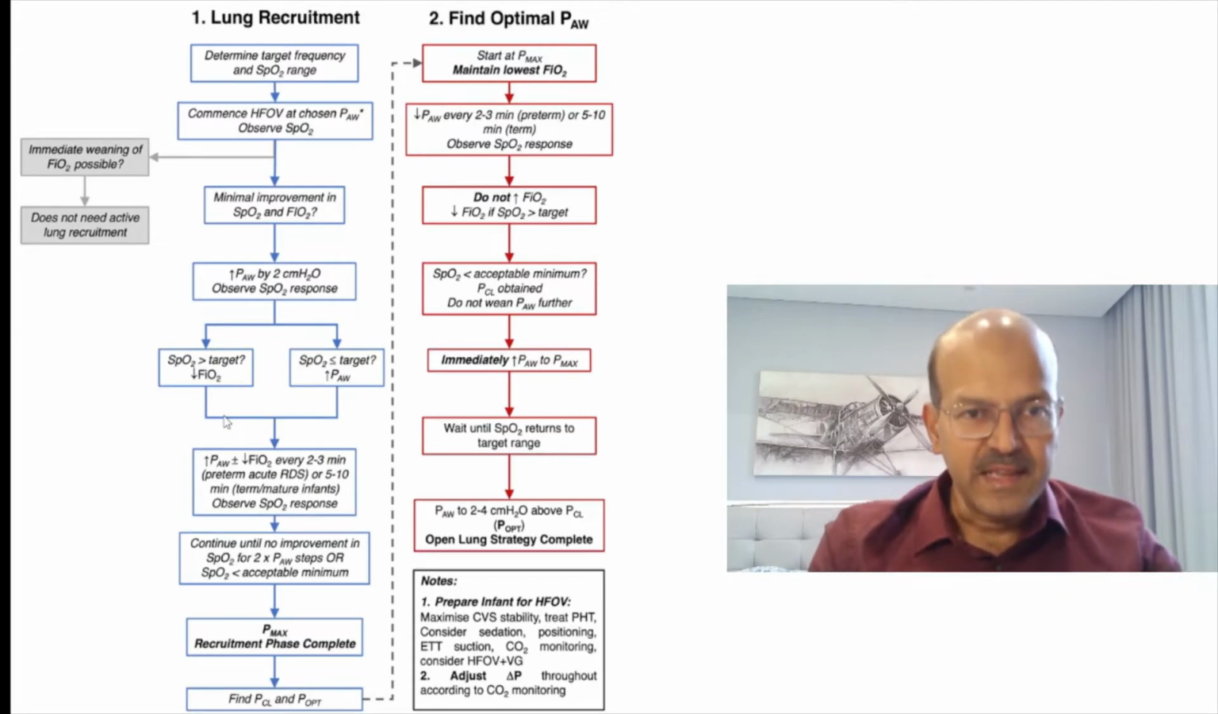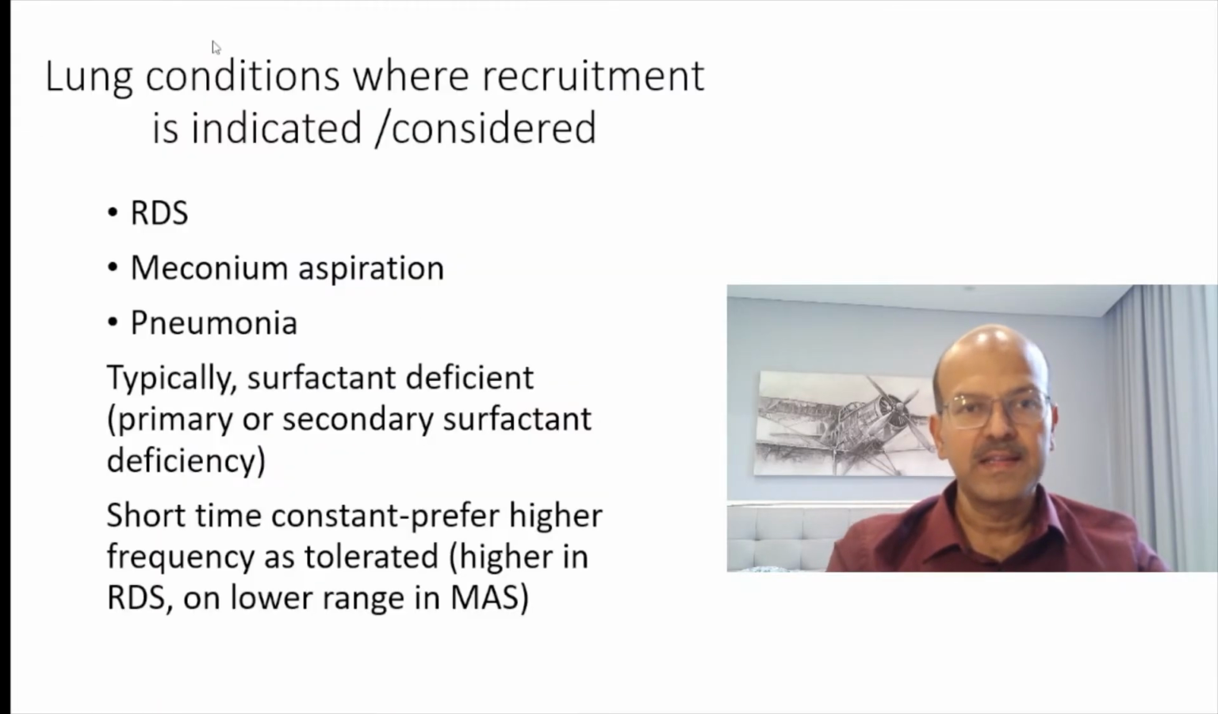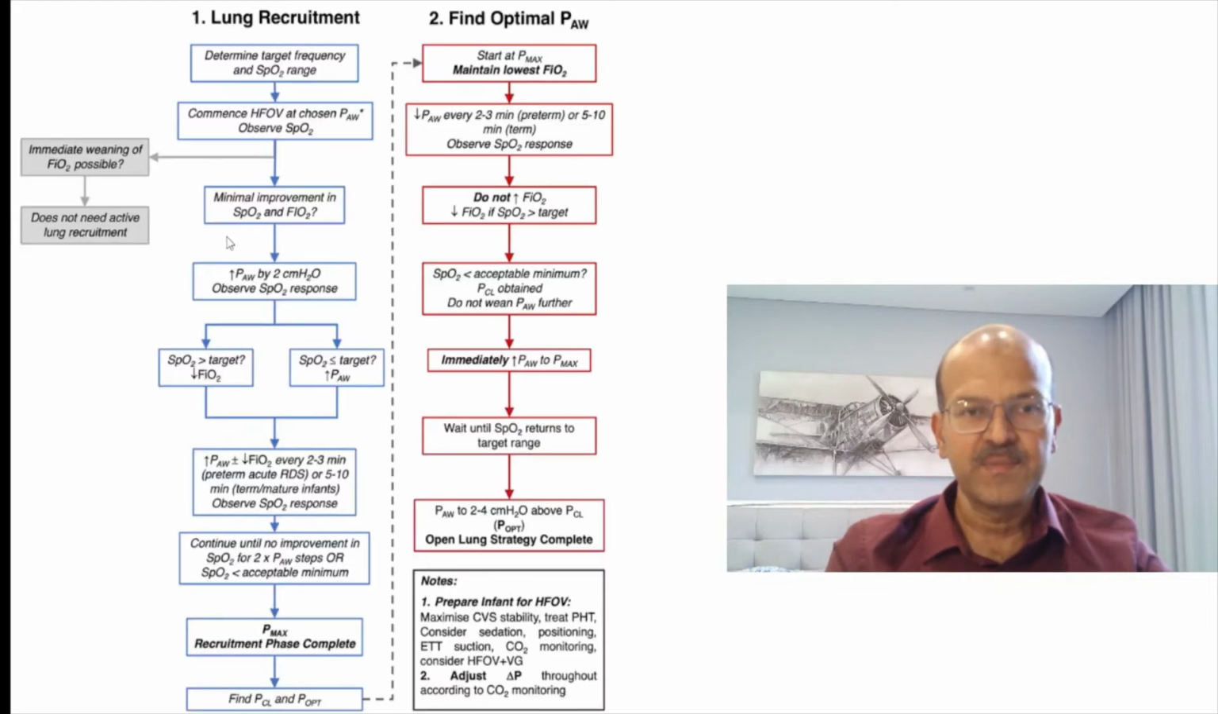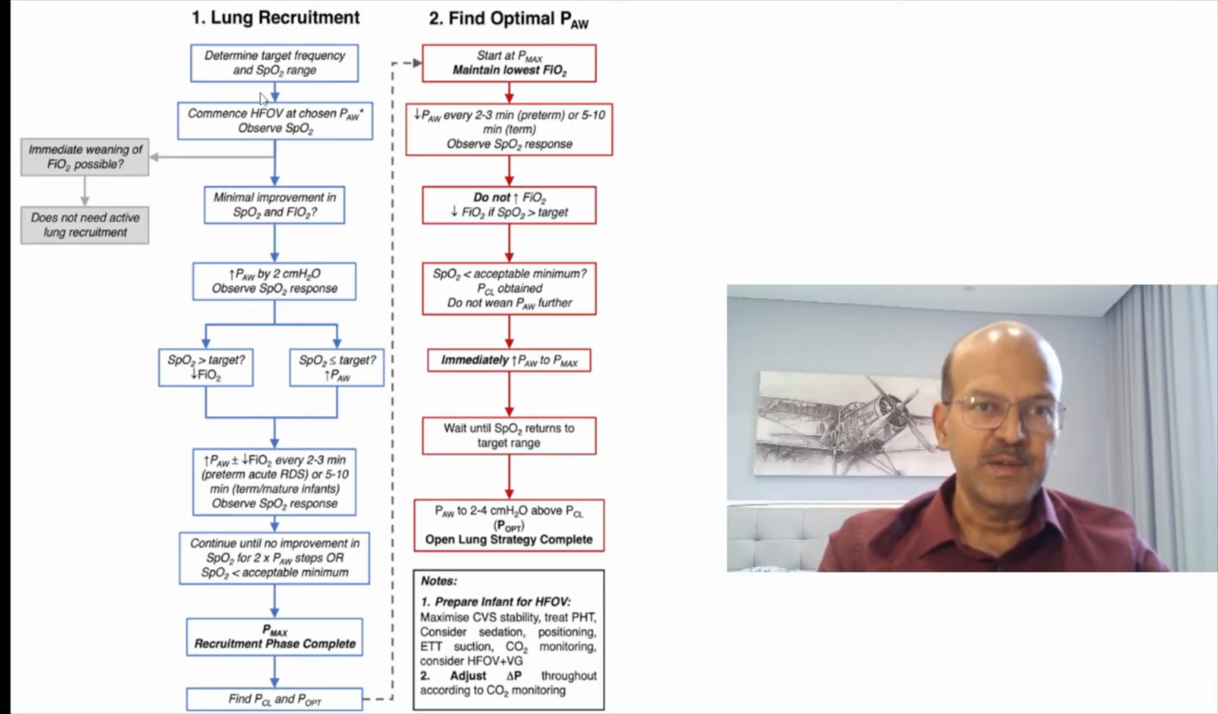So this is again from the article I mentioned in the beginning about lung recruitment. Where you clearly indicate lung recruitment in these diagnoses, you start off with determining the target frequency according to the weight of the baby and the condition, and the saturation range you would accept. For example, in RDS, you would want a lower FiO2 target, while in meconium, you can accept a slightly higher one, and if there is PPHN, the FiO2 target will be higher. Saturation range may be similar, 90 to 95, but the FiO2 target you accept will be different according to the condition. Commence high frequency at the chosen mean airway pressure and observe the saturation.